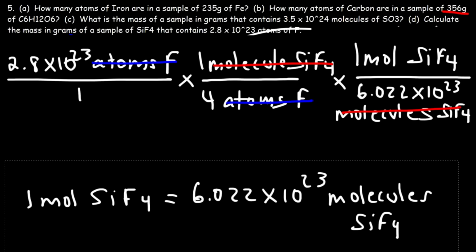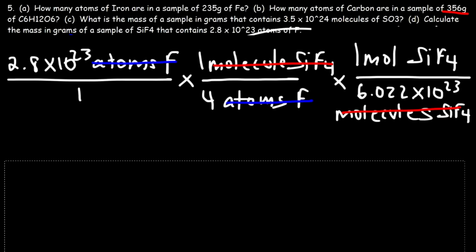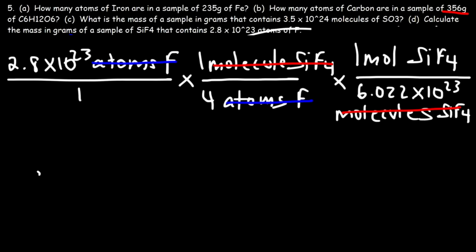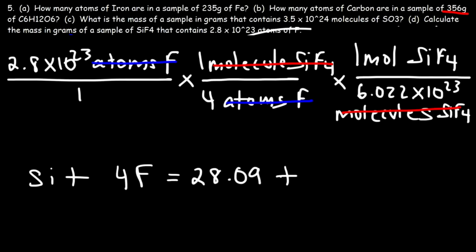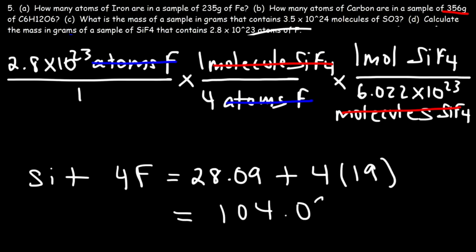Now the last step is to convert from moles to grams. And so I need the periodic table for that. So in SiF4, I have 1 silicon atom and 4 fluorine atoms. Silicon has an atomic mass of 28.09, and fluorine has an atomic mass of 19. And so if we add these values, this will give us 104.09 grams per mole.